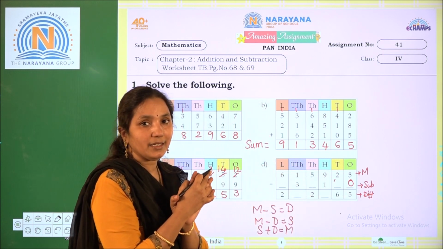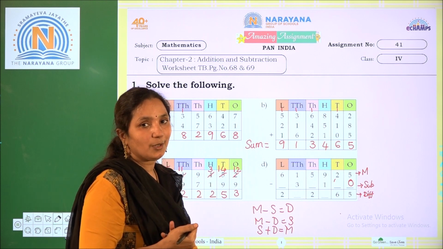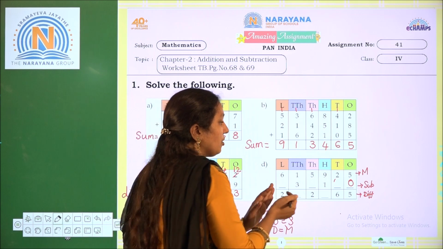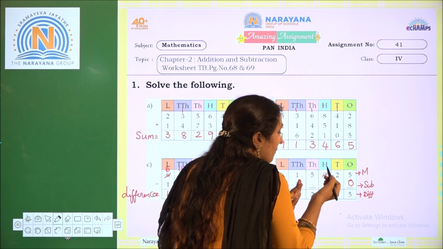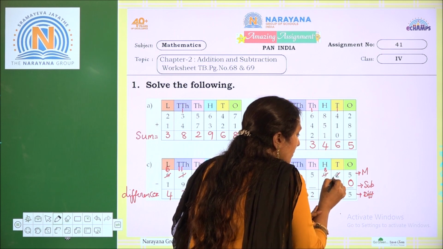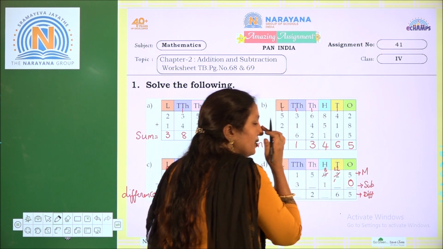So can you subtract 2 from any number and get 6? No. So what do we have to do? We have to take the regrouping. So I am taking from here. So this will become 8. This will become 12. Okay.